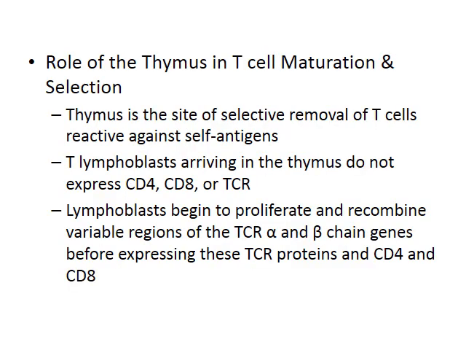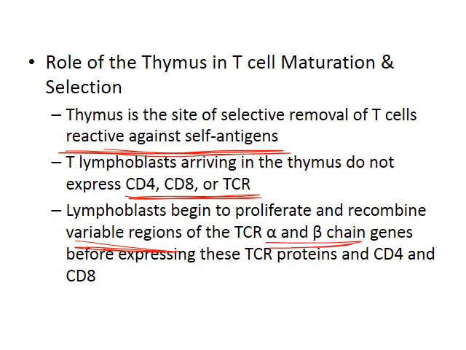So the role of the thymus in T cell maturation and selection is to make sure that we have central tolerance. The thymus is the site of removal of T cells that are reactive against self-antigens. T lymphoblasts arriving in the thymus do not express CD4, CD8, or TCR. They're what we call naive, and they're still differentiating. Lymphoblasts begin to proliferate and recombine the variable regions of the TCR alpha and beta chains. Once they do that, they start expressing the TCR proteins with both CD4 and CD8.